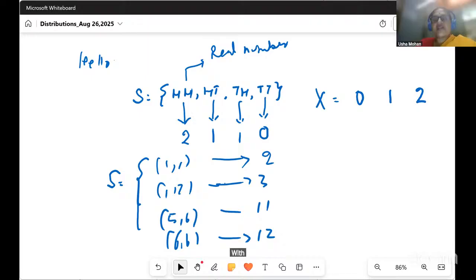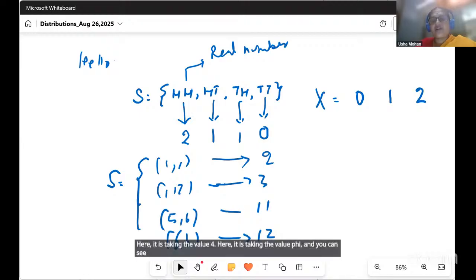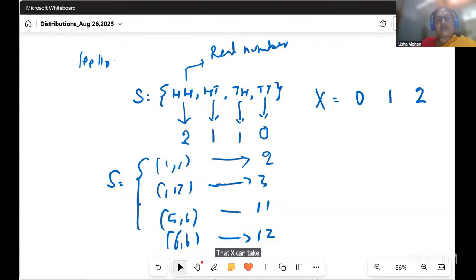With this, it is taking the value 2. With this, it is taking the value 3. Here, it is taking the value 4. Here, it is taking the value 5. And you can see that what is the value here? It takes value 11 and 12. So the possible values that x can take is 2, 3, 4, 5, 6, 7, 8, 9, 10, 11 up to 12. Is that clear?